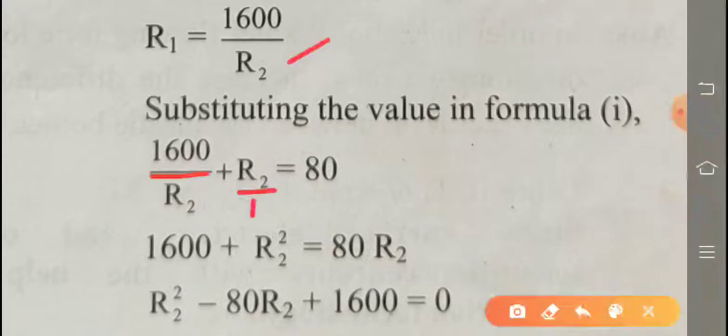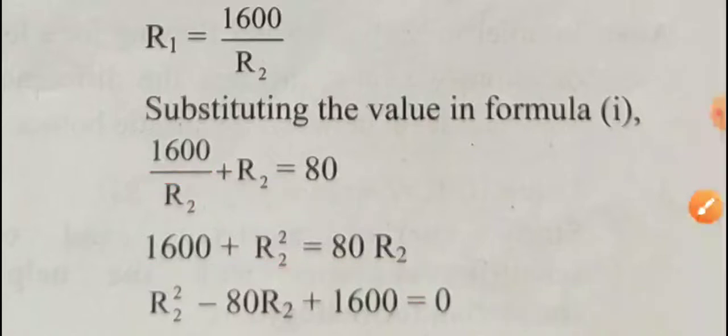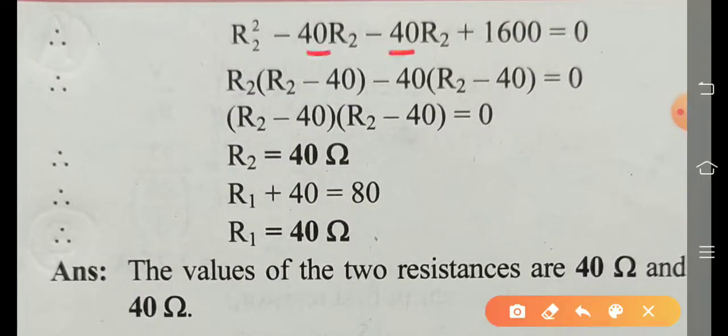Now the denominator of R2 is 1, so do the cross multiplication. 1600 plus R2 multiplied by R2 means R2 square, is equal to R2 into 1, means R2 shifting on that side, then multiply to 80. R2 shifting on left hand side, so we are getting one quadratic equation. Factorize it. 40 multiplied by 40, answer is what? So addition is minus 80 and product is 1600. So take the common factors. This is a quadratic equation.